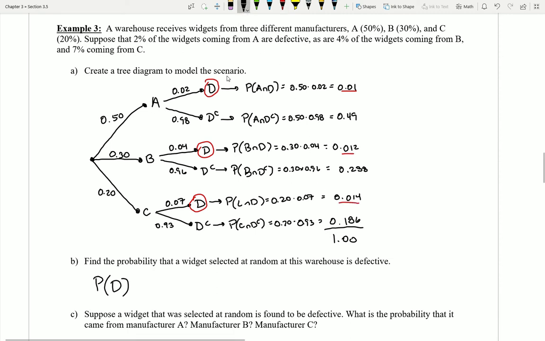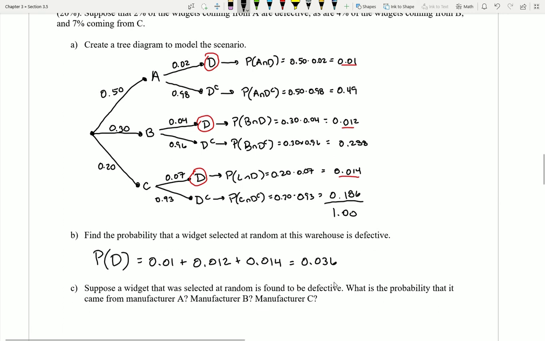The probability that I ended at D would mean that I had to do A branch and then D branch. So this is 0.01. But I also have 0.012 and 0.014 for a grand total of 0.036. So there's about a 3.6% chance that any widget is going to be defective. So when I go to this warehouse, 3.6% of the widgets are bad. Well, now take a look at part C.